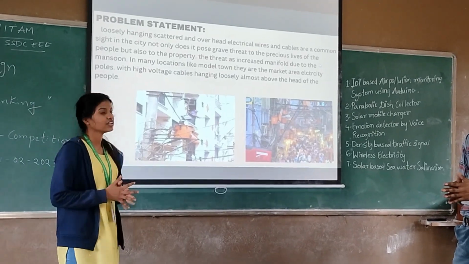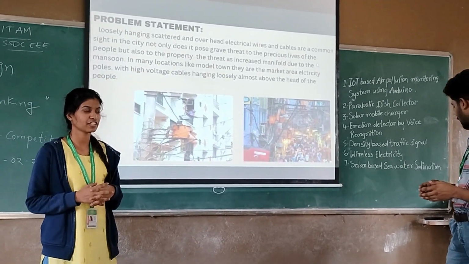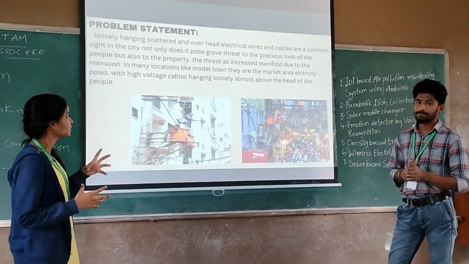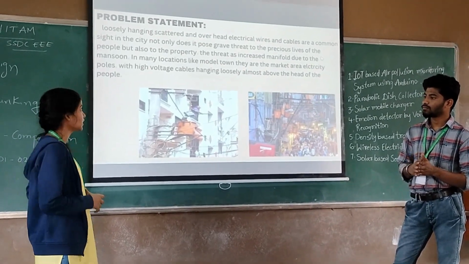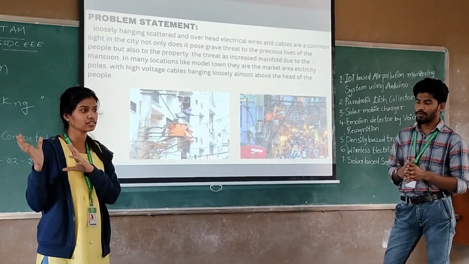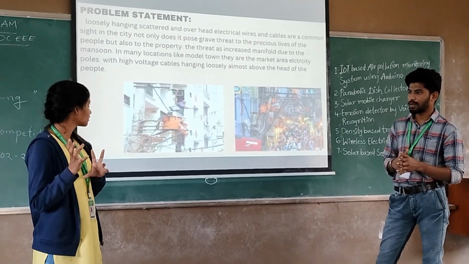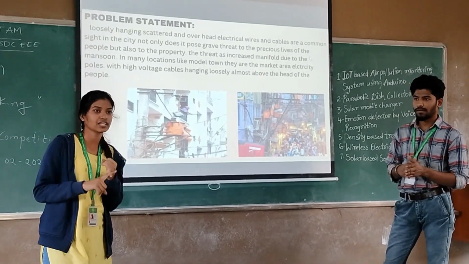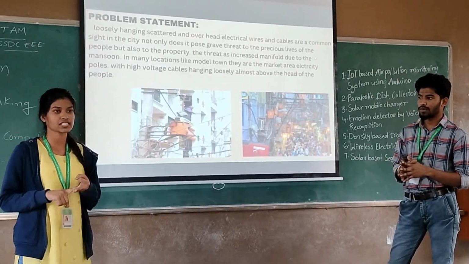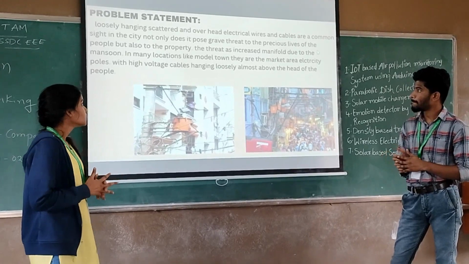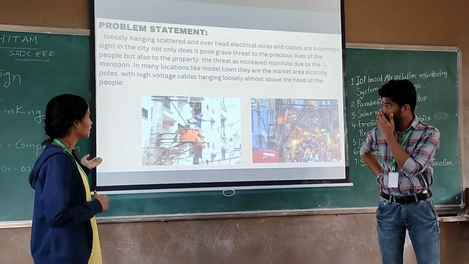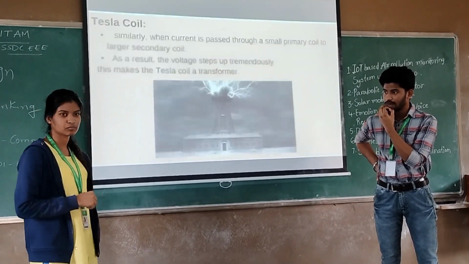The problem statement is, in India we have streets with a lot of electric wires, and loosely hanging, scattered wires which are very problematic in our society. Those cables are connected to homes directly from the main voltage transformer. From the electricity poles they are connecting Wi-Fi cables, TV cables and many other cables from one transformer. So it can lead to high voltage damage to the cables.